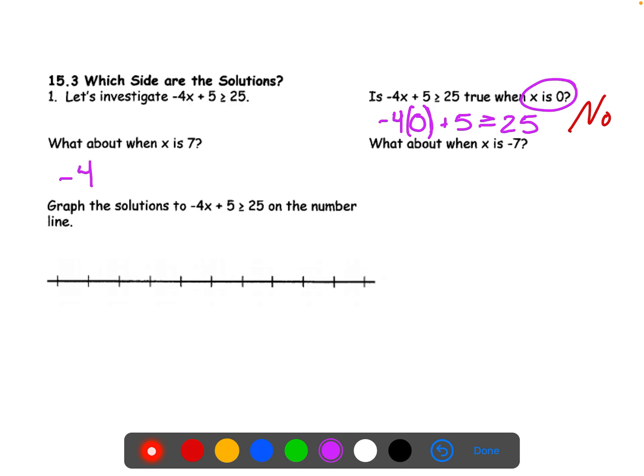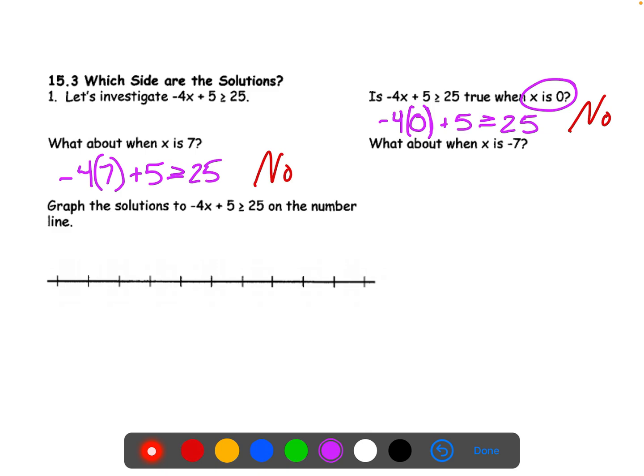Rewrite it. Negative 4 times 7 plus 5 is greater than or equal to 25. Let's calculate. Negative 4 times 7 is negative 28. Negative 28 plus 5 is still going to be negative, so there's no way that's going to be greater than 25. And again, no, that's not a solution.